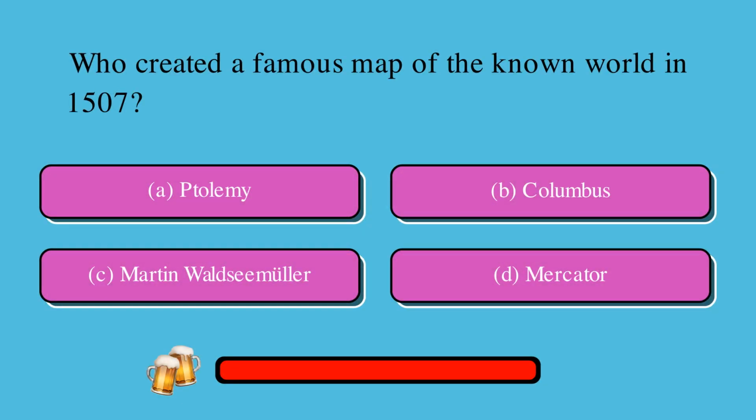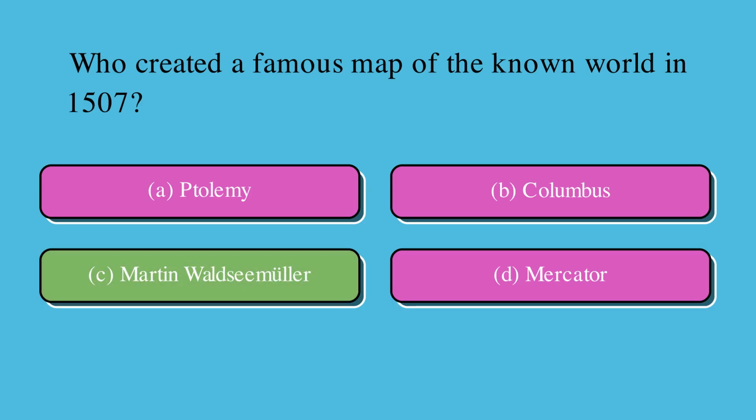Who created a famous map of the known world in 1507? Is it A, Ptolemy, B, Columbus, C, Martin Waldseemüller, or D, Mercator? The correct answer is C, Martin Waldseemüller.